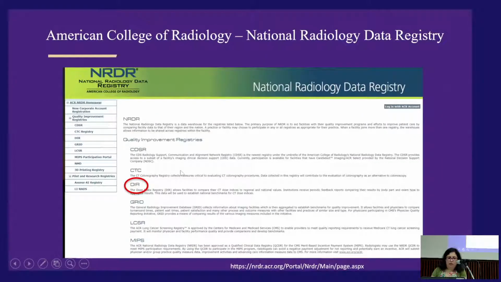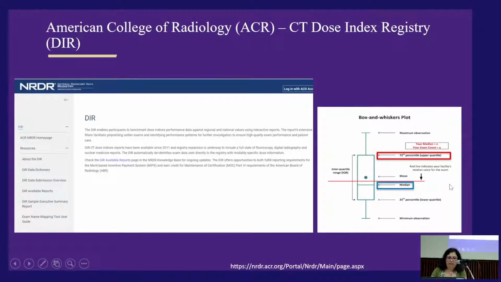Again, just to remind you, ACR, National Radiology Data Registry, and we are talking about using the dose index registry data to talk about DRLs. I will skip some of these slides. You've probably seen it a couple of times.